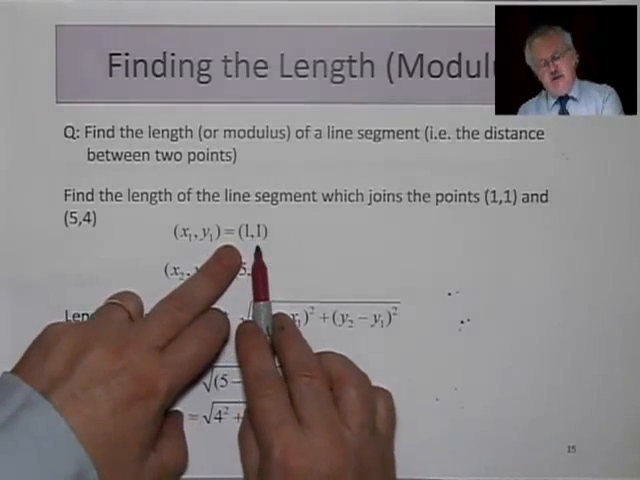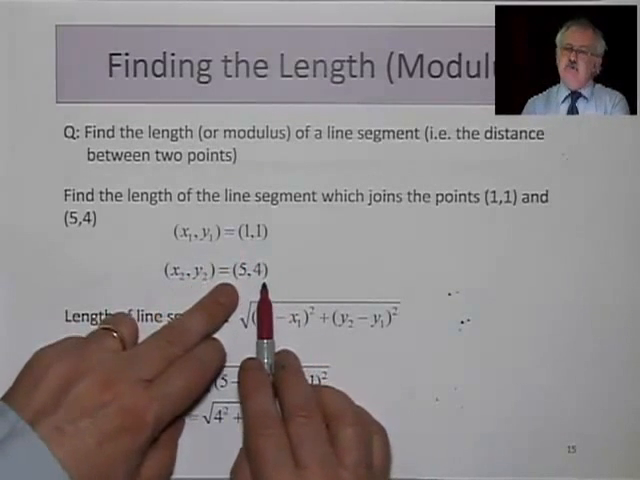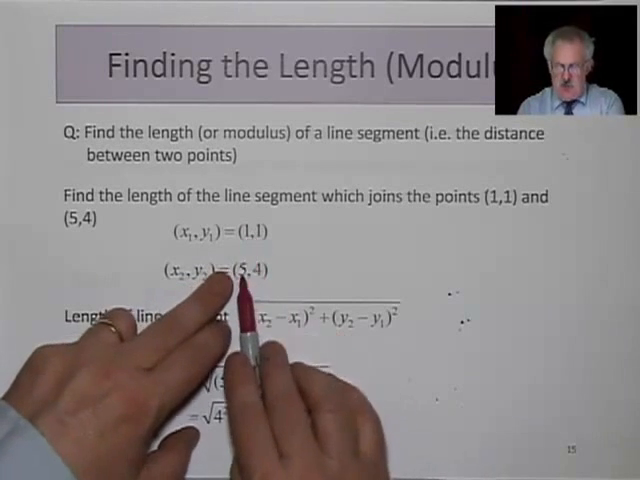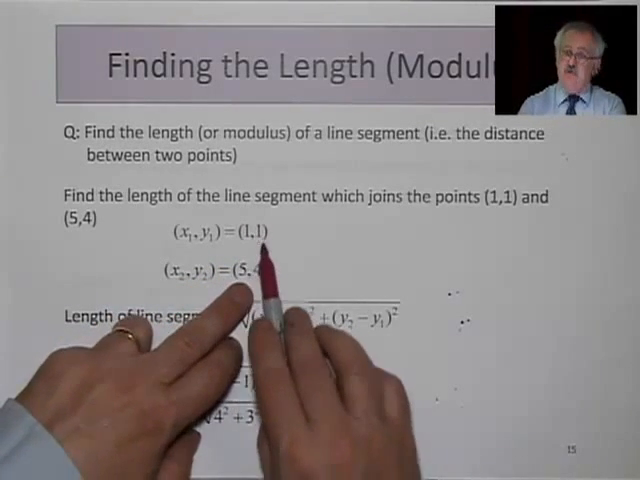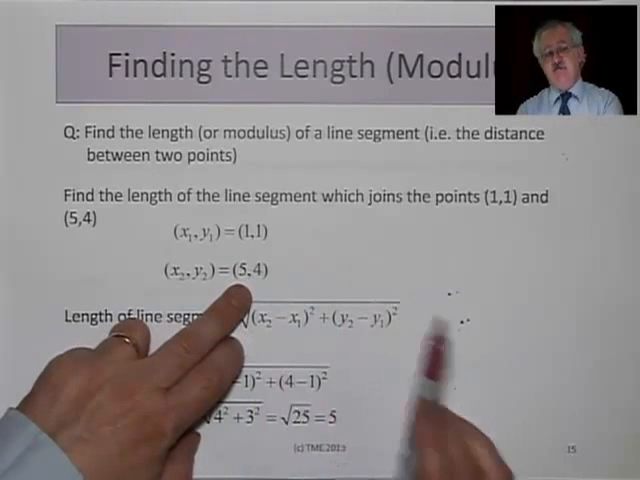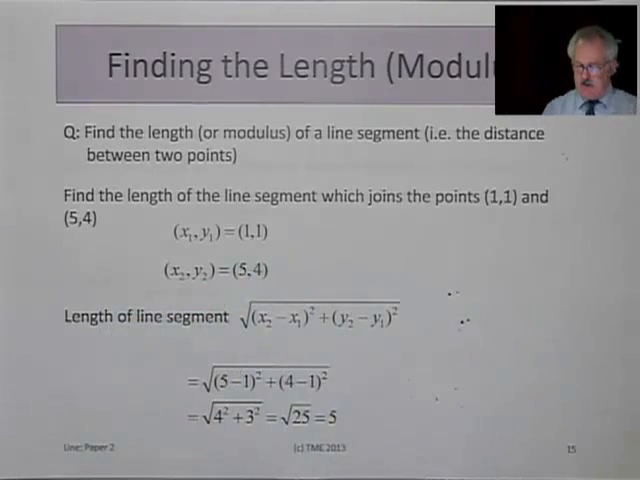So what they're saying is, how far is 1, 1's house from 5, 4's house? Well, the difference between 1 and 5, that's 4, and the difference between 1 and 4, that's 3. Looks like 4 and 3. 4 squared plus 3 squared is 5 squared. Looks like your standard Pythagoras one.